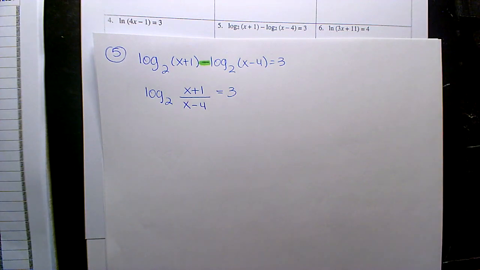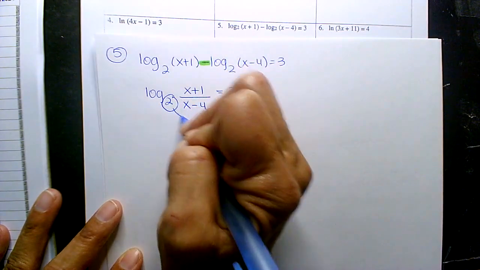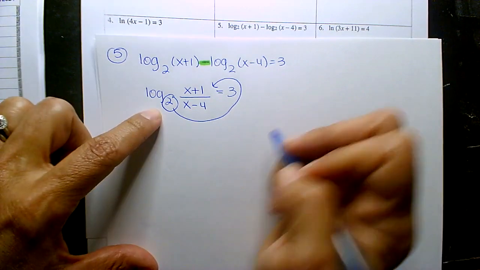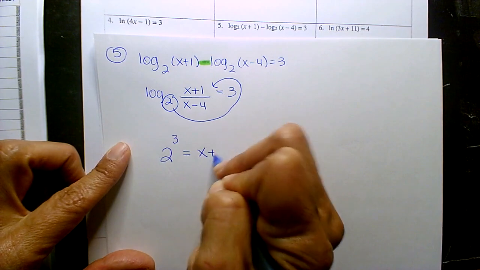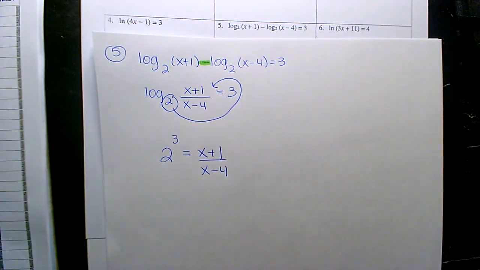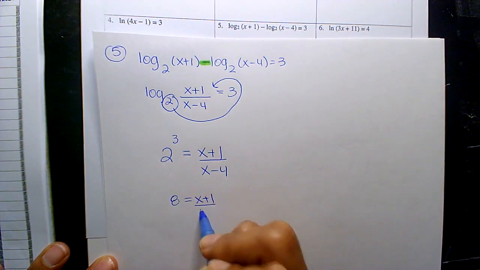And so you could go ahead and use that ABX, or you can start with that base and loop around. And so I would get 2 to the third is equal to (x plus 1)/(x minus 4). And then 2 to the third, what is that? 2 times 2 times 2, 8. Okay. So 8 equals (x plus 1)/(x minus 4).